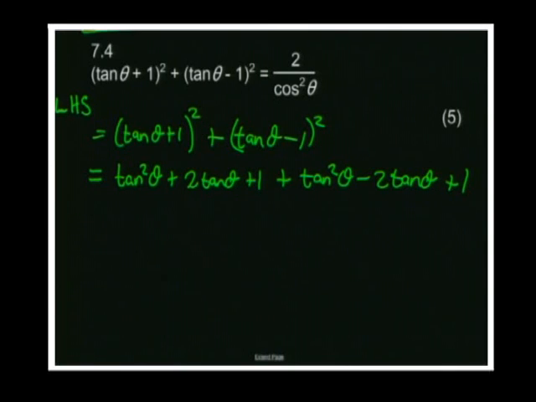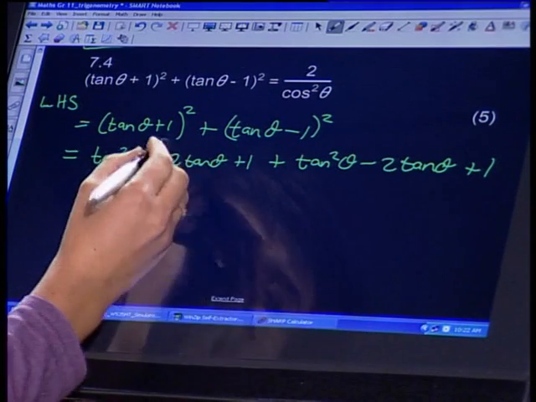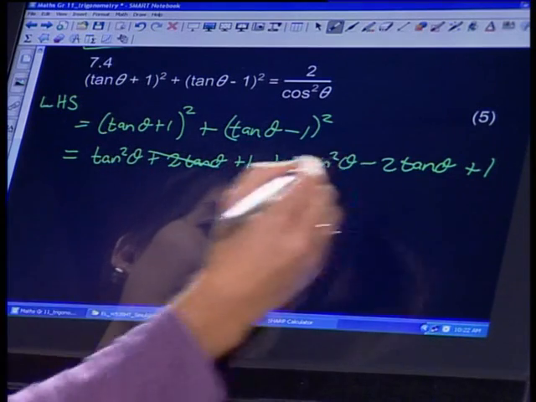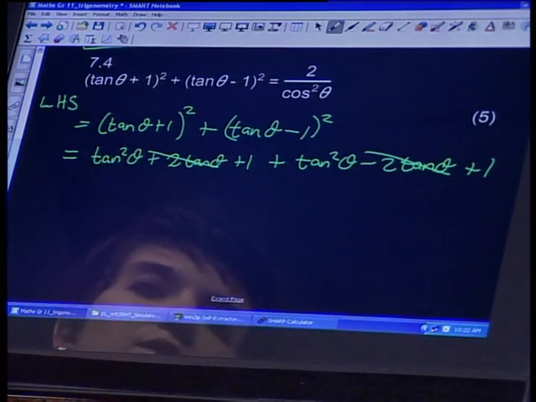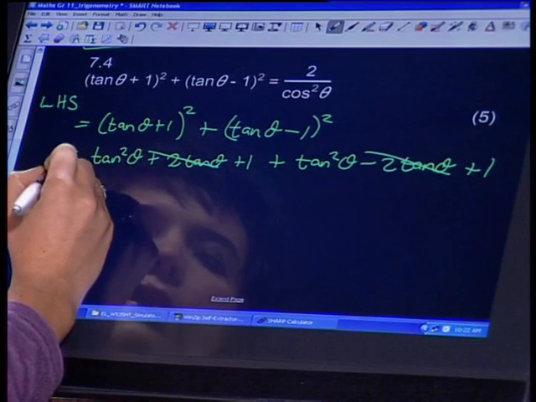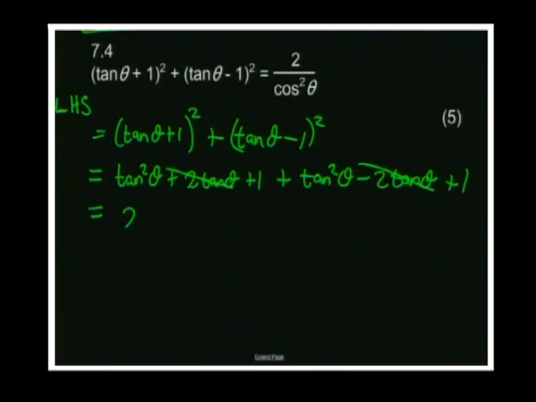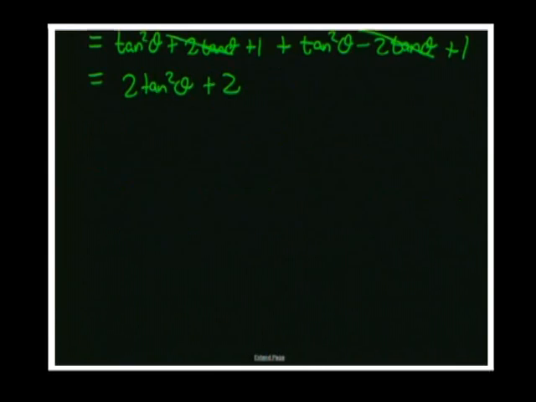And now I'm just going to add and subtract my like terms. I have plus 2 tan theta and minus 2 tan theta, so they cancel each other out. Then I get 2 tan squared theta, plus 1 plus 1 is 2. And then I'm going to take out a highest common factor. So I have 2 times tan squared theta plus 1.